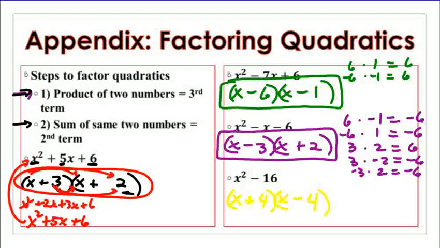So we would call this one a difference of two squares because I have a perfect square here and a perfect square here. Difference means I'm subtracting. And so you have the same binomial but with opposite signs. So the square root of x squared is x, square root of 16 is 4. One's positive, one's negative. The middle term will cancel off. So this would be my answer. So that is our lesson today on finding geometric probability and factoring quadratics.